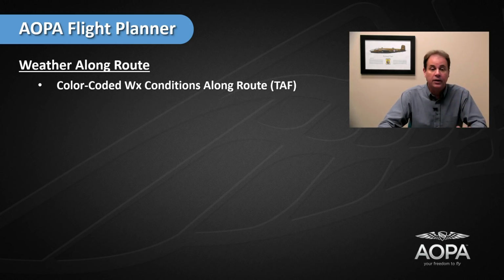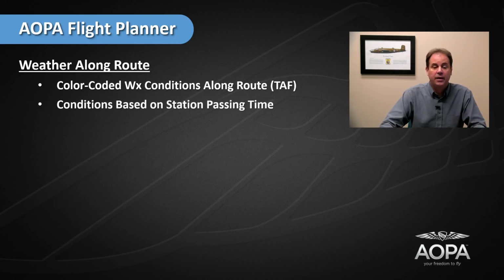So what is it? Color-coded weather conditions along your route based on the terminal area forecast. So in itself, that doesn't sound like, oh, geez, okay, color-coded, we see that all the time. Here's the big difference. The condition colors are set based on the passing time for each one of the stations along your route.